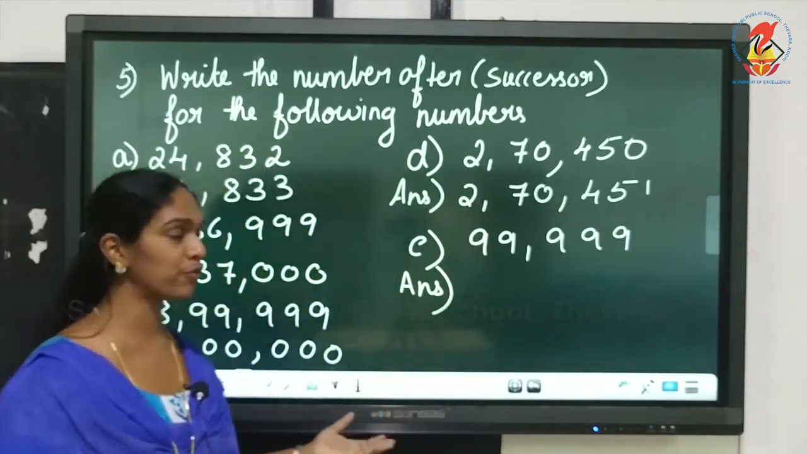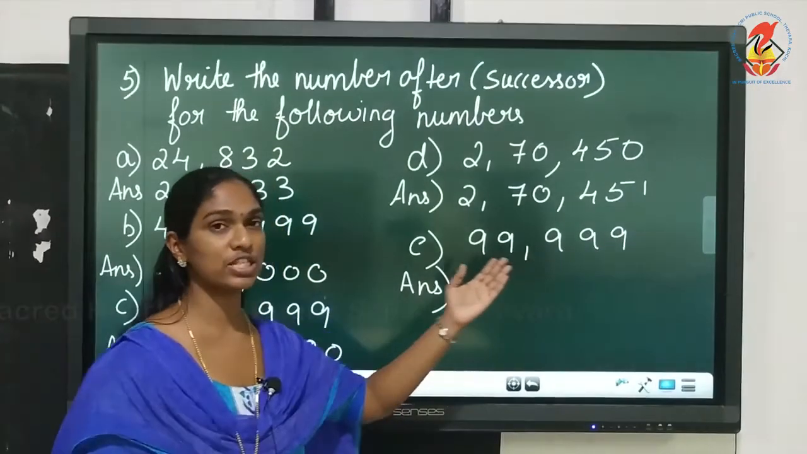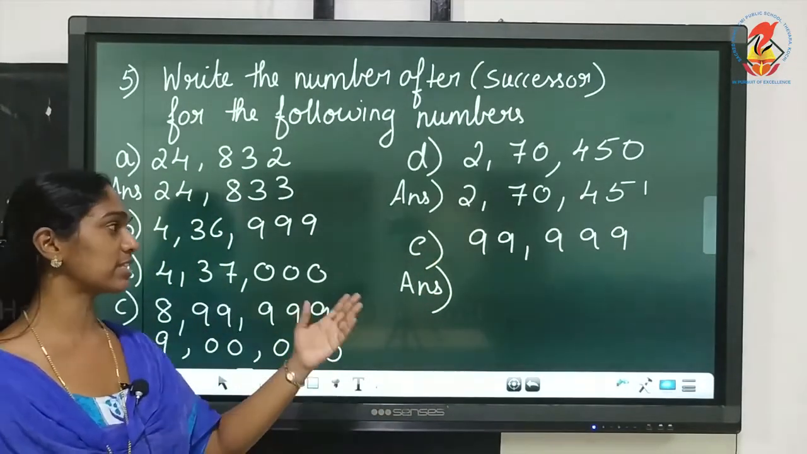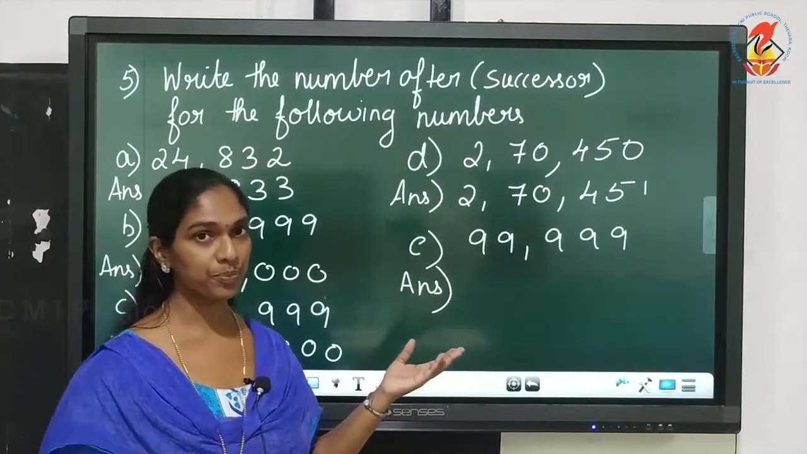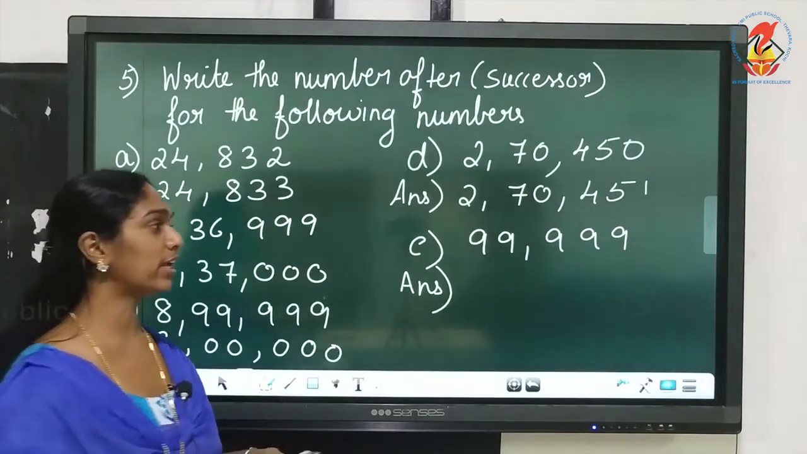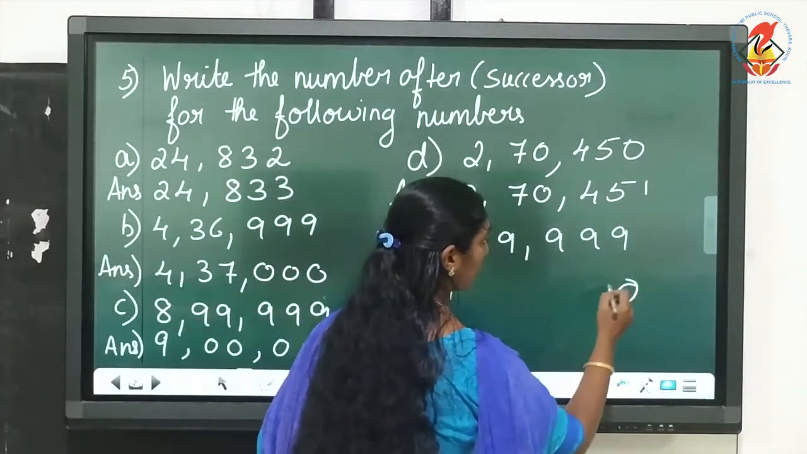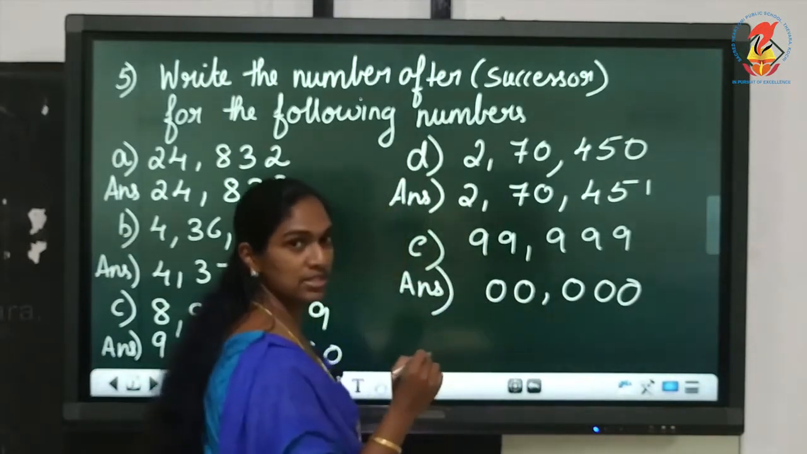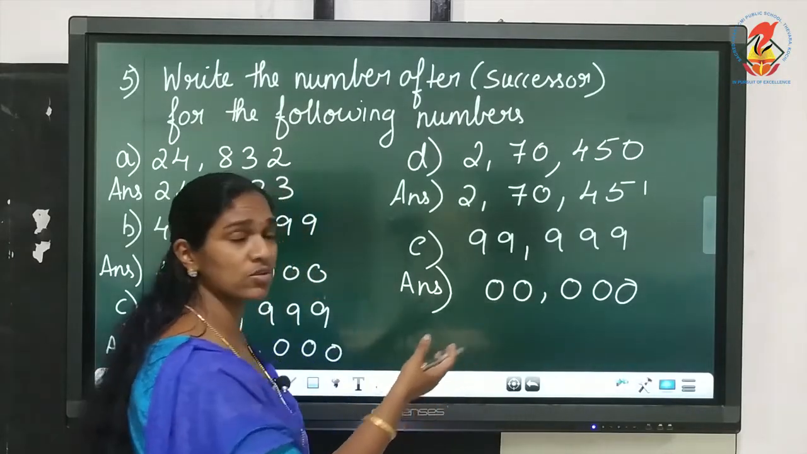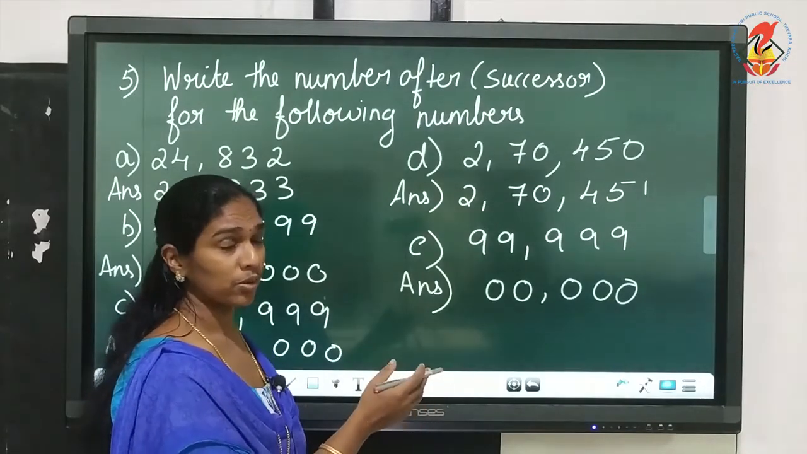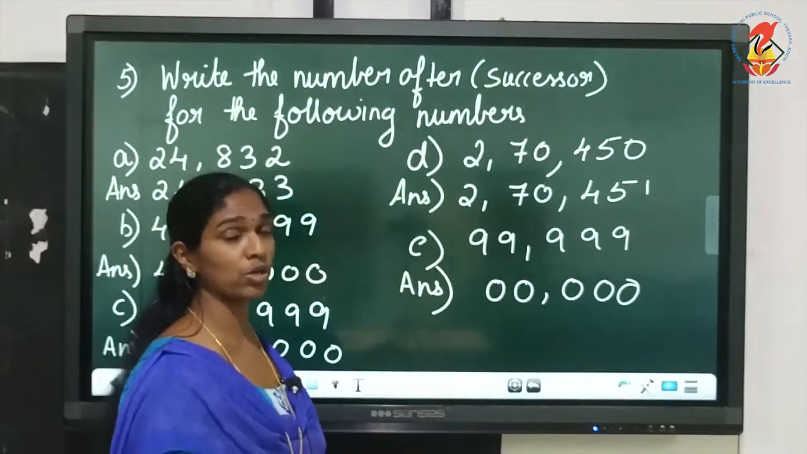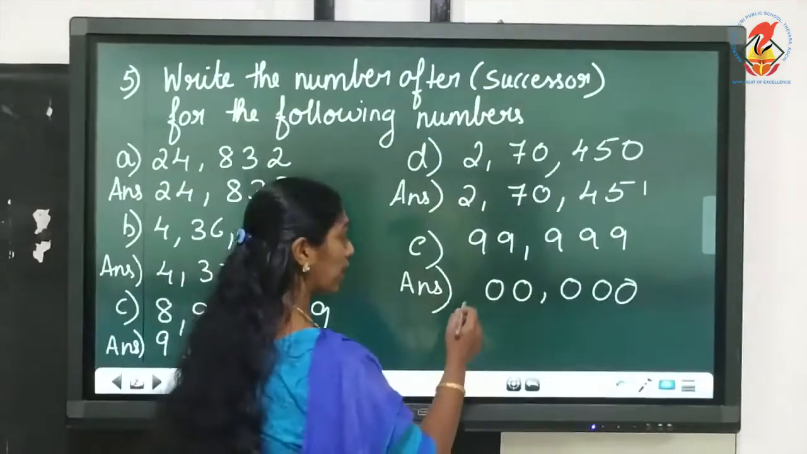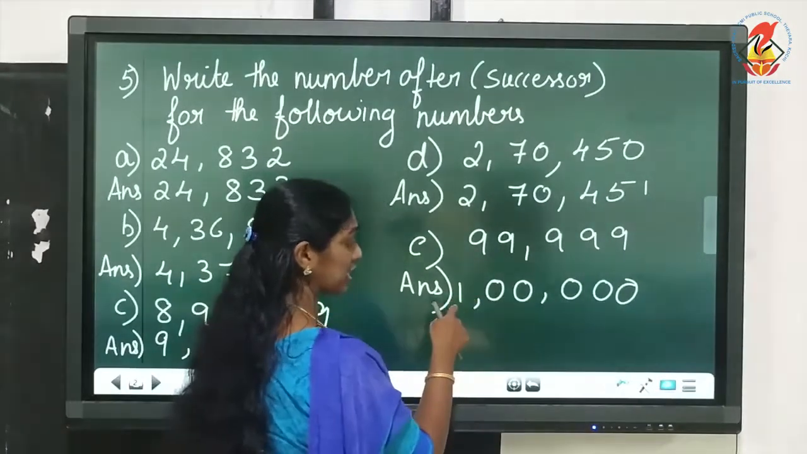Okay. Now, next, 99,999. I have told you before, when you have all the 9s together at the end, in this case all the numbers are 9. So, what can you do? All the 9s will become 0. Yes? Is this the number after 99,999? After 99,999, what was the number? It was 1 lakh. How are we getting this 1?